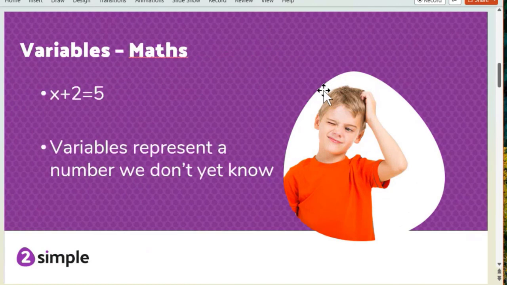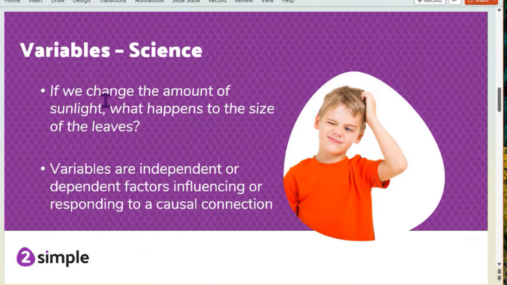So in maths, when we talk about variables, it's representing a number that we don't yet know. X plus 2 is 5, for example. In science, if we change the amount of sunlight, what happens to the size of the leaves? And here we've got a dependent and an independent factor, which can influence the size of the leaves.